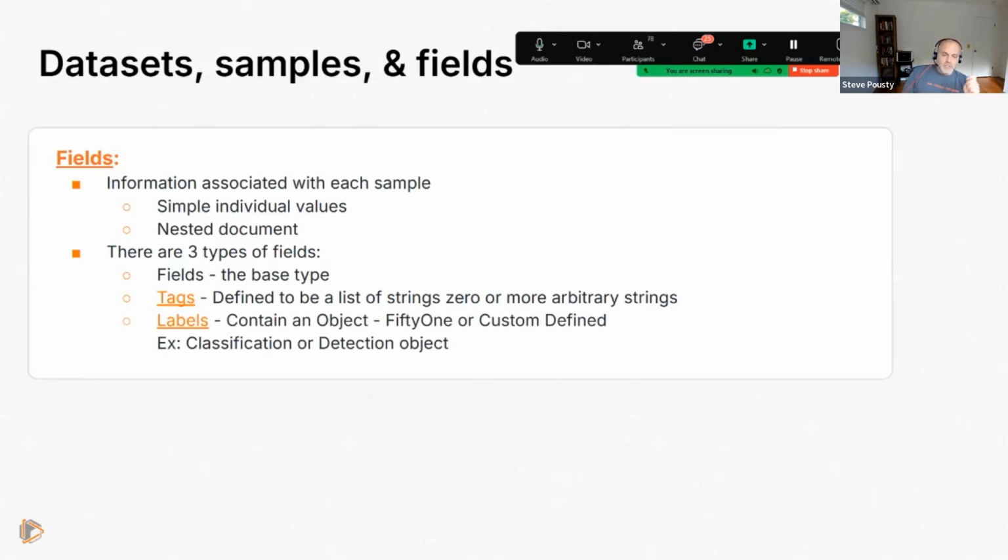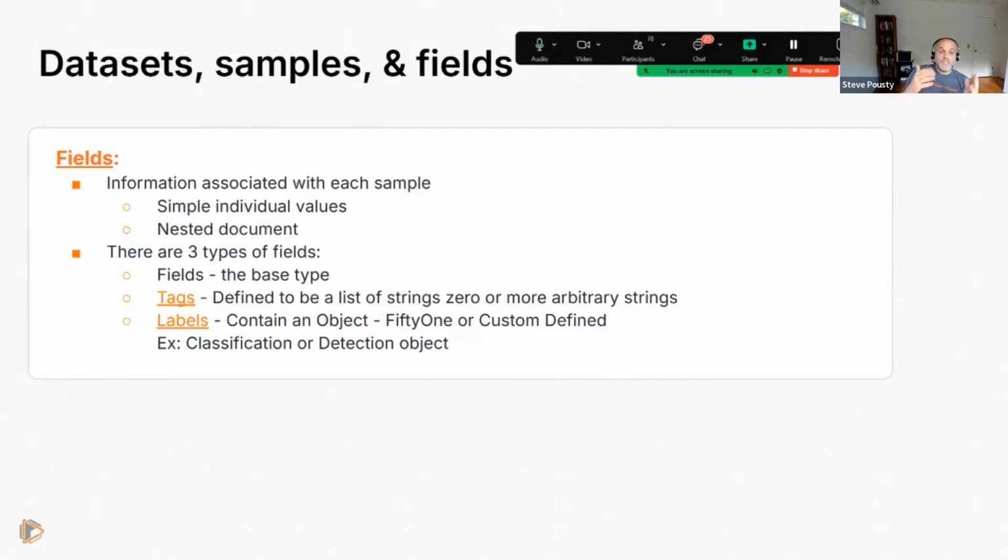We have a bunch of label types that come out of the box, but you can also make your own label type. Examples of things that come out of the box are a classification or a detection object. If you store this within the field, that becomes a label. And then when you have a label, the system knows to do certain things with it because it's a label and it has this object type.